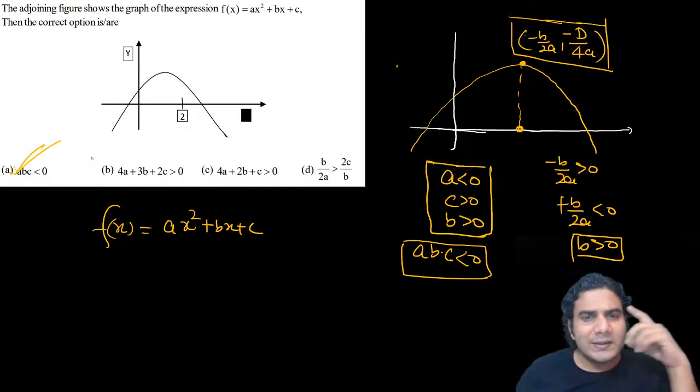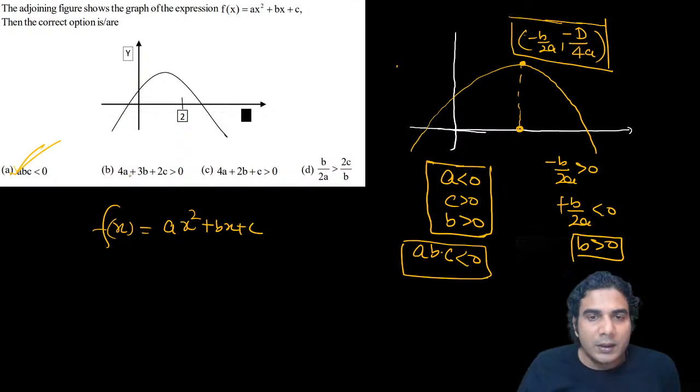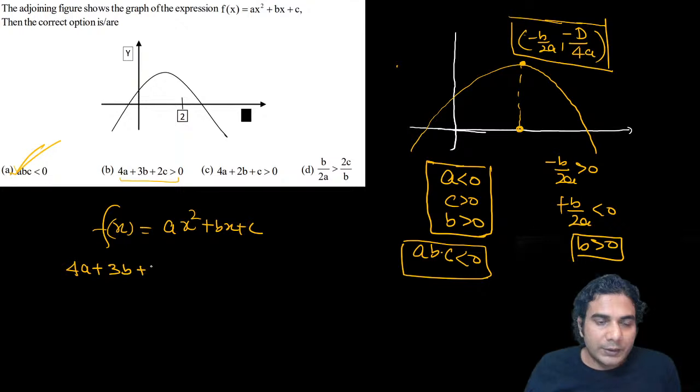Now let's check B and C and D. What are these options saying? All right. Okay. So 4a plus 3b plus 2c. What is this value? 4a plus 2b plus 3c. 4a plus 3b plus 2c.